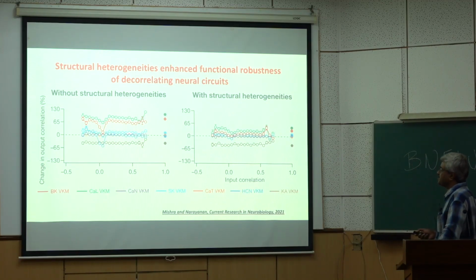So, this is a scenario where there were no structural heterogeneities, and you see the amount of variability that you observe in the output correlation. 0 would mean that there is no change in function, and anything away from 0 means that there is a large change in the function. Now, if you introduce structural heterogeneities in this particular network, you observe that the amount of change, even with the deletion of individual ion channels, is much lesser than what you got over here, and therefore, the system is much more resilient to perturbation when you have these heterogeneities in this particular structure.